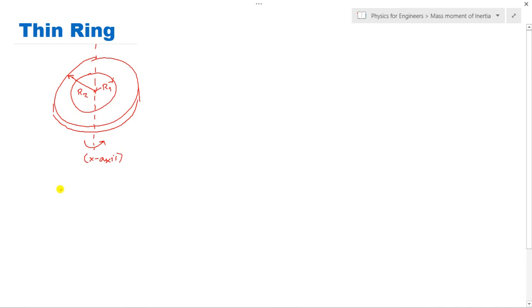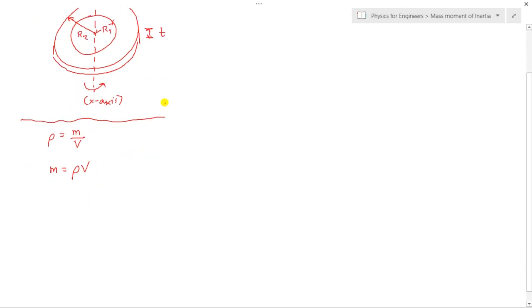Okay, by using integration, we know that density is equal to mass over volume, so mass is equal to density times volume. Assume the thickness of the ring is t. What is the formula for the volume of the ring? The volume is the outer cylinder minus the inner cylinder, so that is 2 pi r2 squared times the thickness, minus 2 pi r1 squared times the thickness, right?